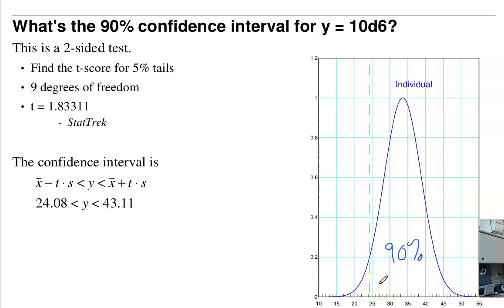Well, to figure that out, I need to find the t-score. How far is the threshold from the mean in terms of standard deviations so that each tail is 5%? That's a two-sided test. From StatTrak, with 9 degrees of freedom and 5% tails, the t-score is 1.83311. So we need to go left and right of the mean by that many standard deviations. Based upon my data, 90% of the time, I'll roll numbers between 24.08 and 43.11. That's for a single roll. You're always going to have some variability when I roll the dice.